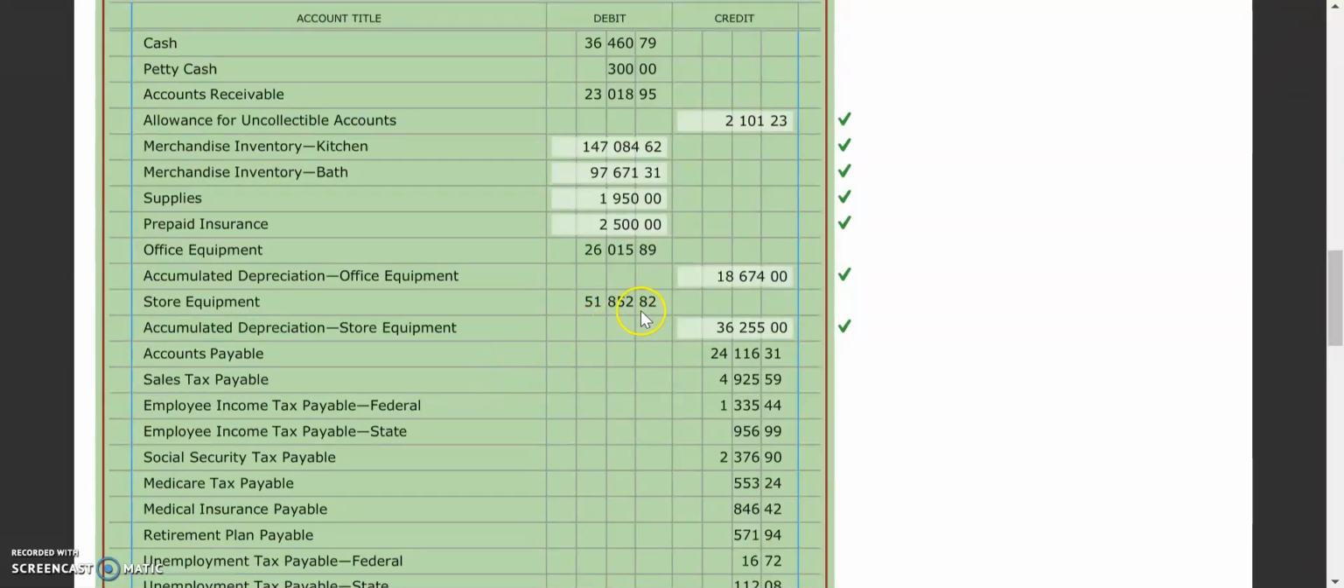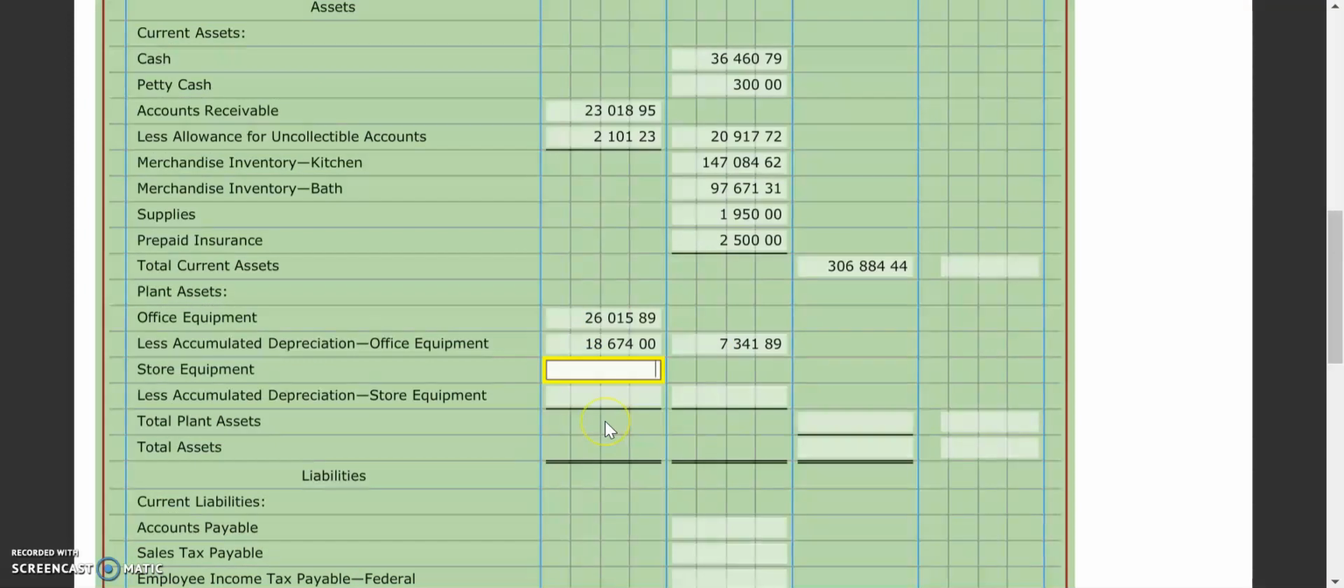And then we're going to get our store equipment. So we get our store equipment value and the accumulated depreciation. Store equipment was $51,852.82, and its accumulated depreciation was $36,255. So the difference between those two is going to be our book value of our store equipment. So that's $15,597.82.